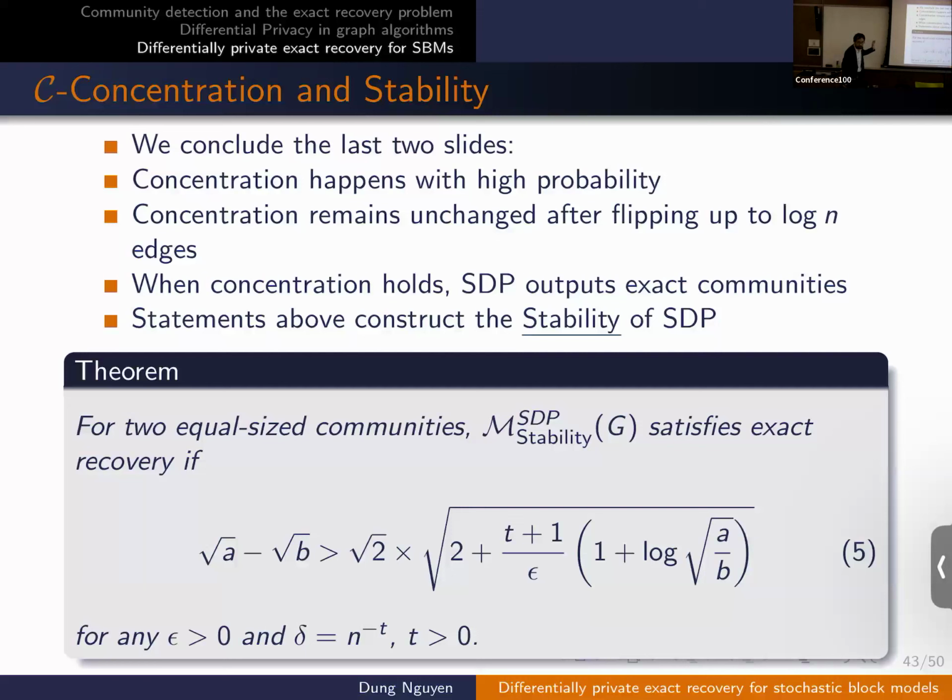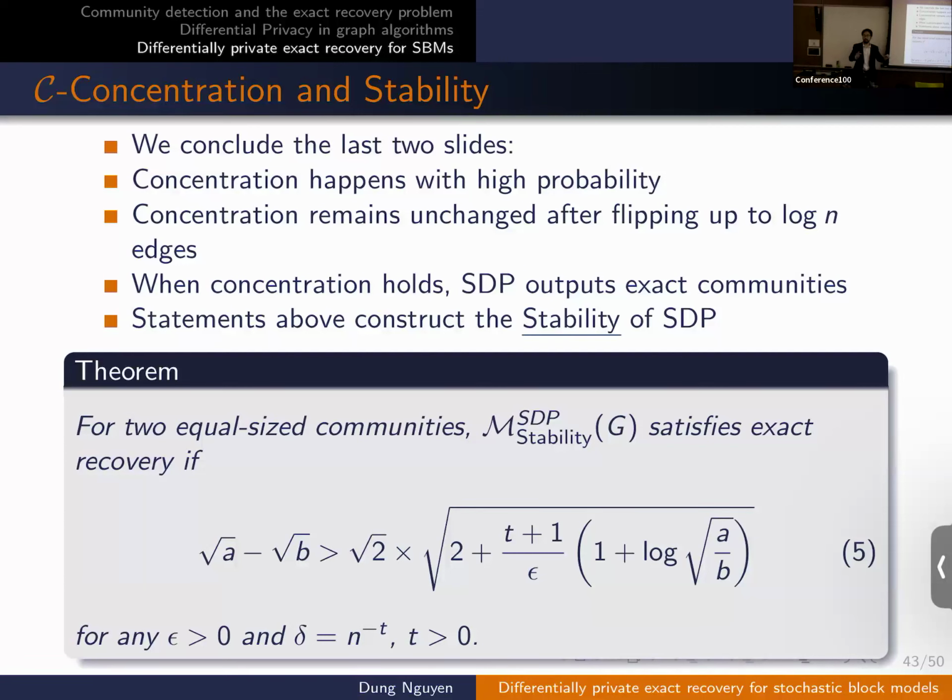So the last slide, we prove that with the concentration, we can construct the certificate. And when the certificate happens, the semi-definite program has the optimal solution as the Gaussian matrix. Now we also have proved in the previous slide that when you flip up to log n edges, the concentration remains the same, which means that from a graph G, you go up to log n distance, all of them have the same concentration.